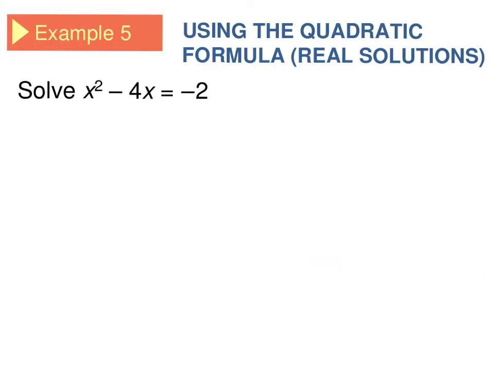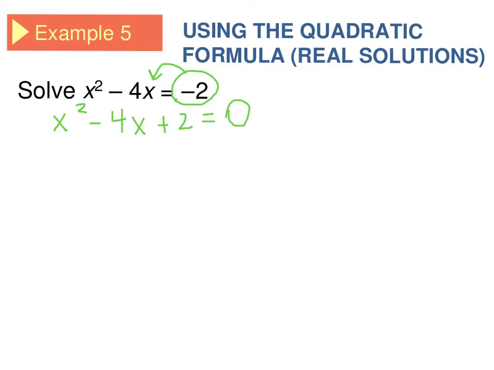Alright, so here's our first example. Solve x squared minus 4x equals negative 2. First of all, I know it's quadratic because the highest exponent is 2, also known as the degree of the equation, remember. And so I'm going to solve it using the quadratic formula, but before I do that, I need to make sure it's equal to 0. So I need to move this negative 2 over here to the left-hand side. So I've set my equation equal to 0.